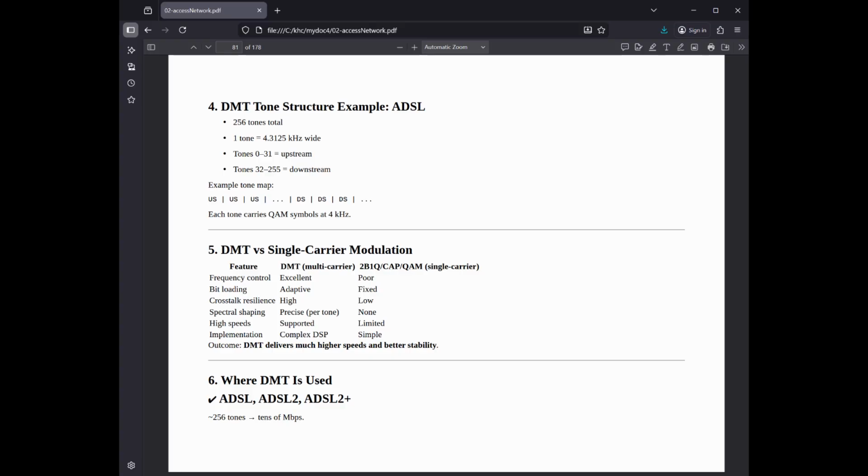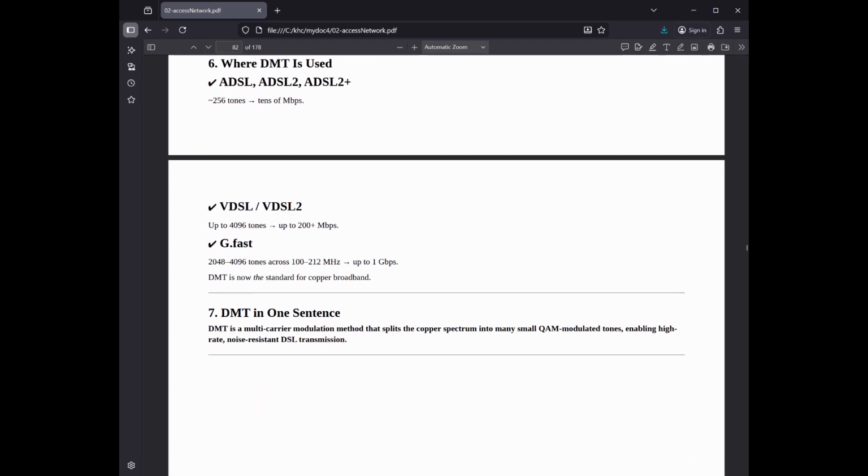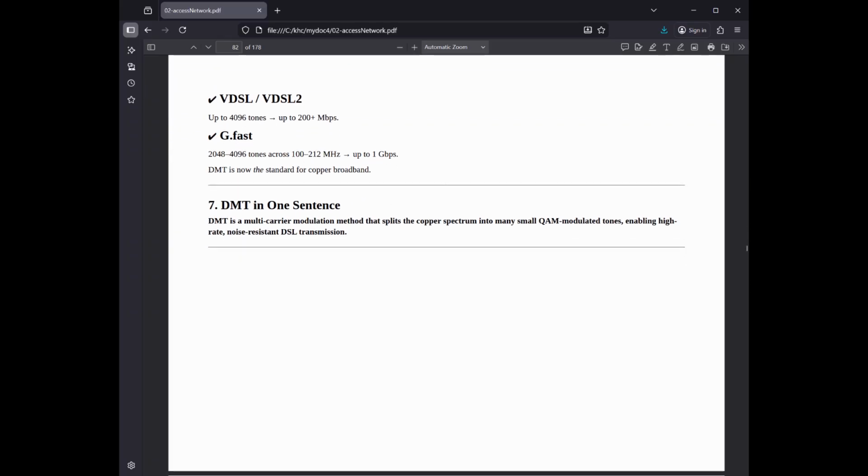Summary of DMT. To summarize, discrete multitone, DMT, is the brain of modern DSL technology. Its success lies in its ability to treat a single copper wire as if it were hundreds of independent, narrowband communication channels. Here are the key features that define DMT. 1. Multi-carrier modulation. Instead of sending one high-speed signal, DMT divides the available frequency spectrum into many small subchannels called bins or tones. Each bin is 4.3125 kHz wide in ADSL/VDSL2. Each bin is modulated independently using QAM, quadrature amplitude modulation.